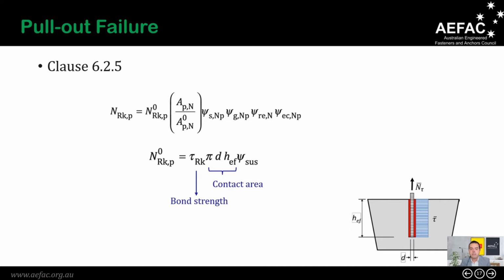To calculate N0 RKP, we use this equation, and that depends on tau RK and the diameter of the fasteners and effective depth of the fasteners. If you look at this equation more closely, this is the product of bond strength and the contact area of the fasteners and the surrounding chemical. That means it assumes that the bond strength tau RK is uniformly distributed throughout the length of the anchor. And we call this uniform bond stress model.